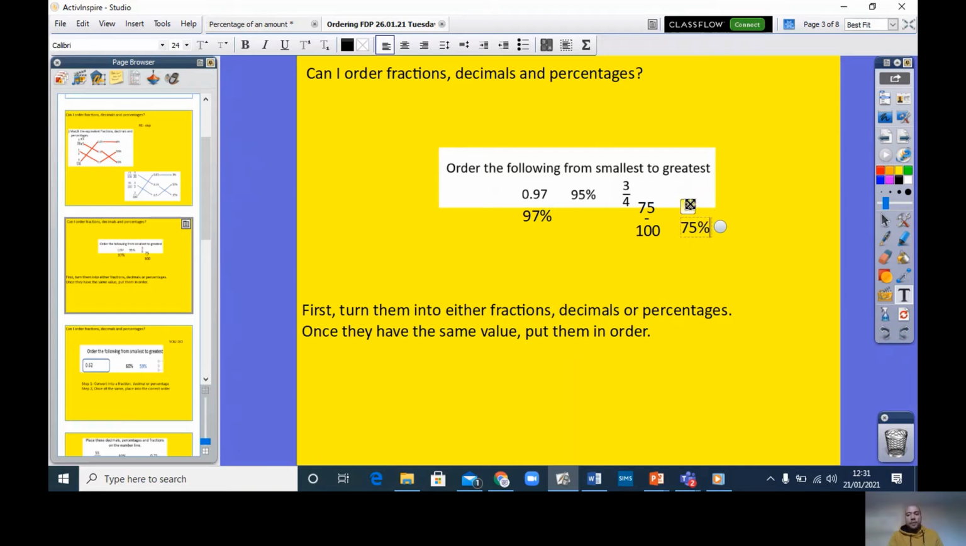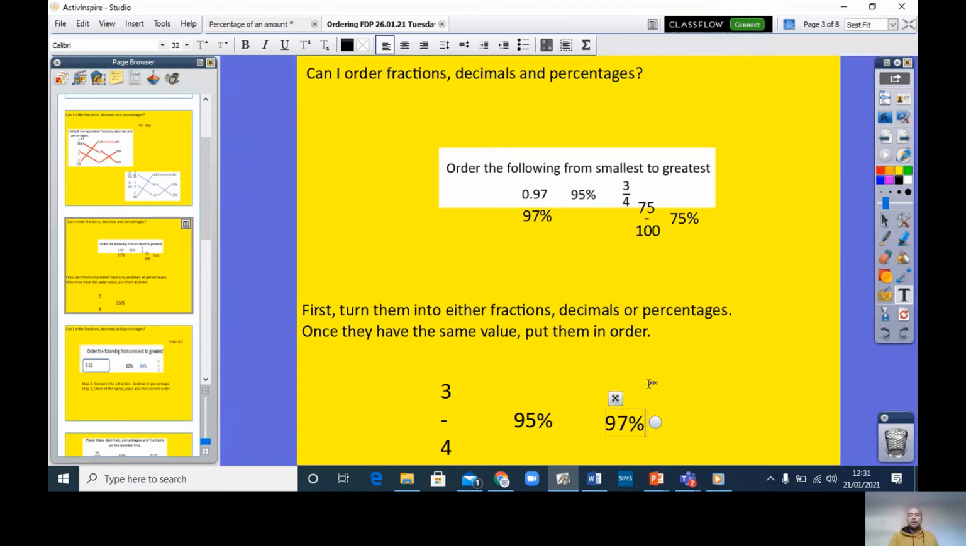So remember what it says: order the following from smallest to greatest. Now, because I've got 75%, 95% and 97%, I still put the original of what it was originally down here. So my smallest, I can see, is 3 over 4, 3/4. Next is 95%, and then finally 97%, because it's asking from smallest to greatest.